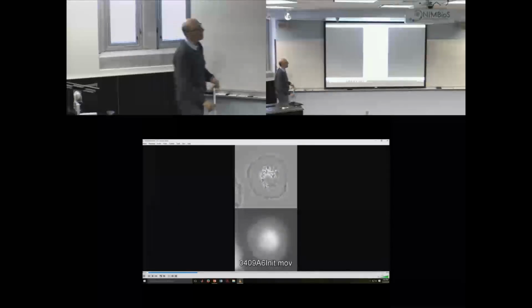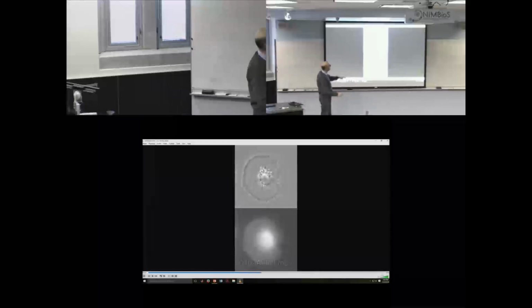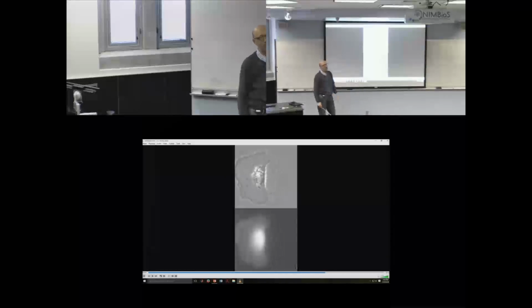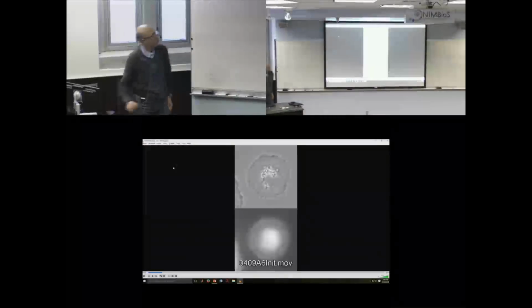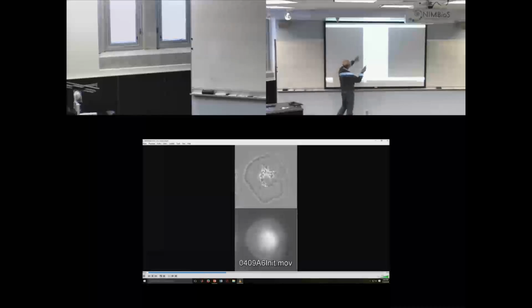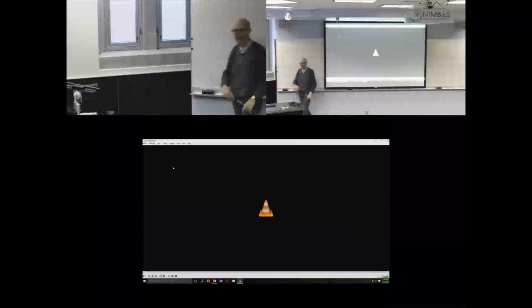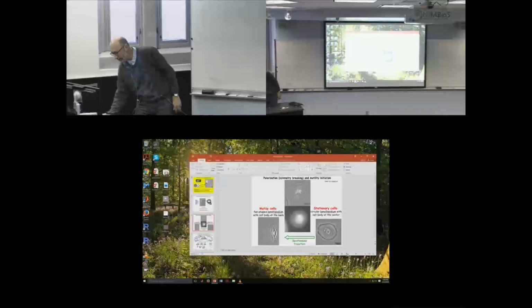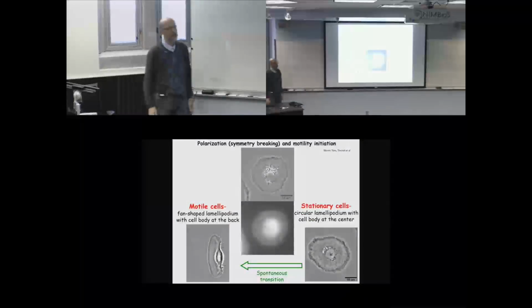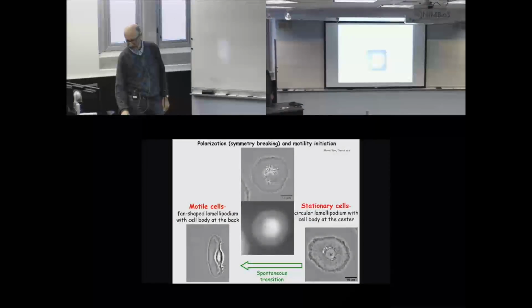So the cell, when it starts, it sits on the surface in a symmetric disk-like shape, and then completely by itself, without any extracellular cue, it loses symmetry and starts moving. So the cell body in the middle looks like a fried egg in the beginning, a mound of the cell body and a ring of lamellipodium around, and then it self-polarizes and starts moving. And so I'll show you how a very simple model explains exactly this process.